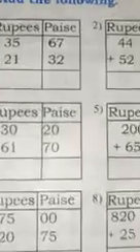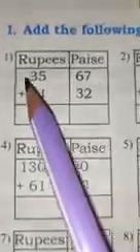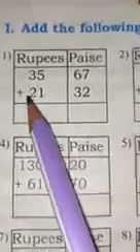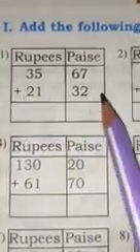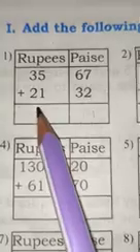Now, children, come to page number 58, exercise part, that is 9.4. Add the following. Okay, let's add it. So, here you can see these are two columns, rupees and paise. Here are the paise and here are the rupees. You have to add it.